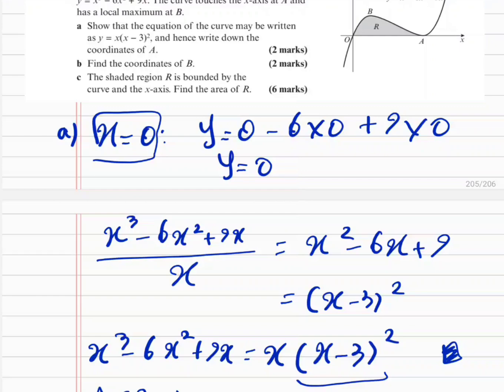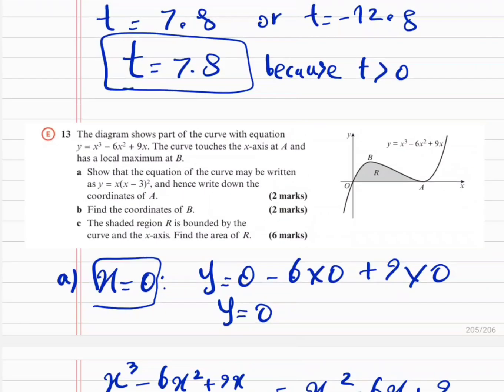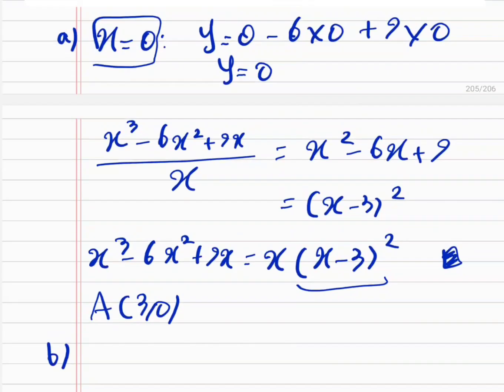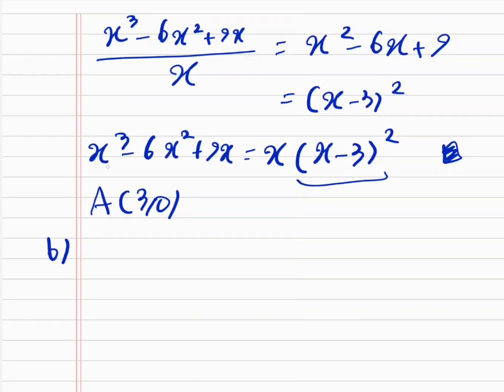Right, for part B, we want to find the coordinates of B. So the point B is an interesting one, because B is a maximum in this curve, and we want to find the coordinates of B, so we simply need to use differentiation. So we first differentiate x cubed minus 6x squared plus 9x, basically the equation of the curve, and then we set that equal to 0 and find the x coordinate, and we can always check at the end that it's the maximum.